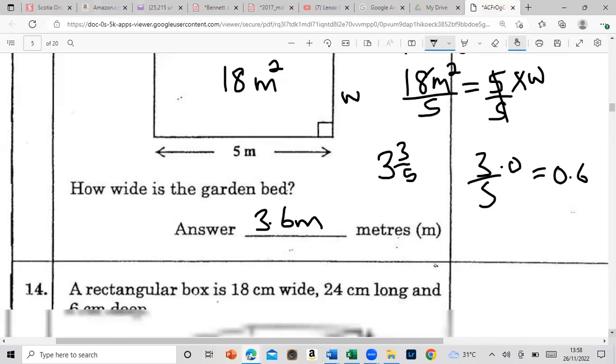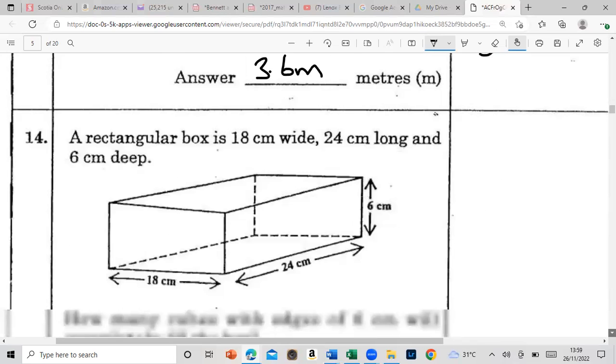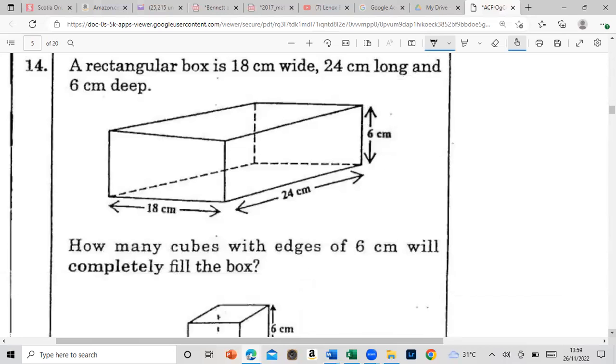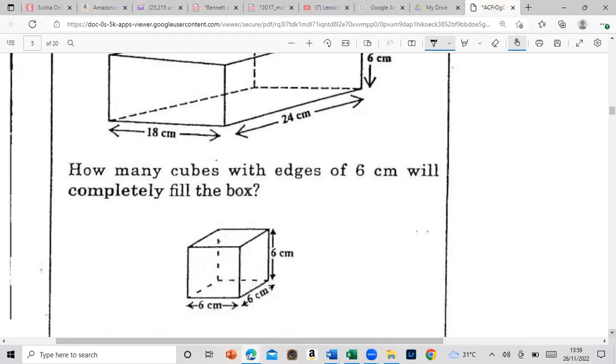So let's move on to number 14. It says a rectangular box is 18 centimeters wide, 24 centimeters long, and 6 centimeters deep. How many cubes with an edge of 6 centimeters will completely fill the box? Again, I love this question. Whoever from Trinidad set this question, you are awesome. I must say that. I love them. Alright, let's go.